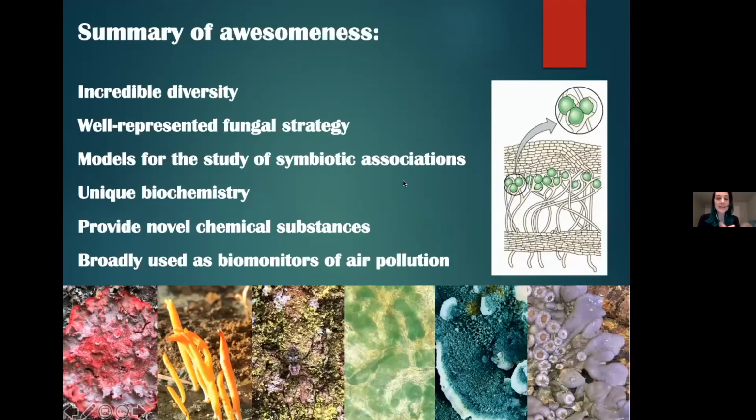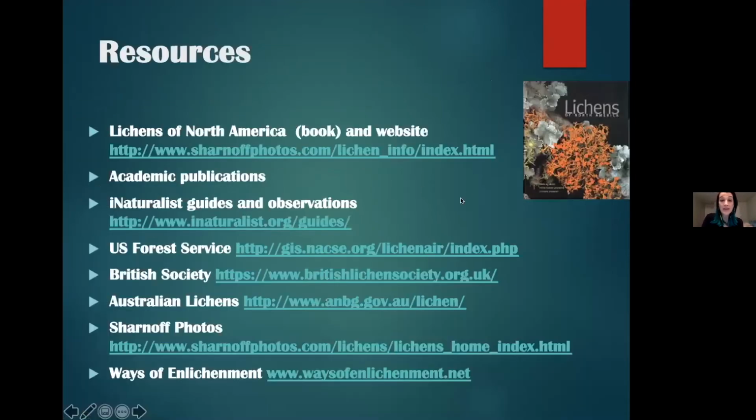So, summary of awesomeness: lichens are incredibly diverse. They're very well represented in the fungal tree of life. A lot of different fungi have evolved to become lichenized. They're models for the study of symbiotic associations. Lichens are classic examples of symbiosis, but we really don't know that much about them. So it really provides a lot of interesting questions for us to keep researching. There are a lot of lichens out there. Remember, I said about 20,000 known species of lichens, but a lot of them still unknown, and not a lot of lichenologists. And they also provide unique chemical compounds not found anywhere else in nature, and they're broadly used as biomonitors of air pollution.